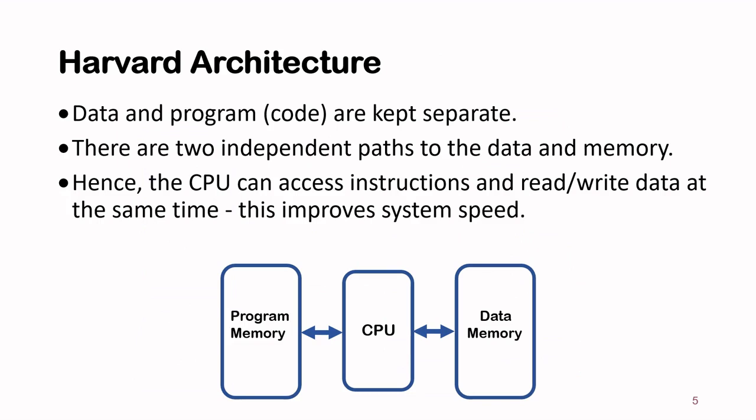The ATmega328 microcontroller is based on the Harvard architecture. What that means is there will be the CPU, and the data and program code are kept in two separate memories. The data will be kept in the data memory, and the code or the program is kept in the program memory. Therefore, there will be two independent data paths to the CPU. The benefit from this is that the CPU can access instructions and read or write data at the same time. And this can improve the system speed.